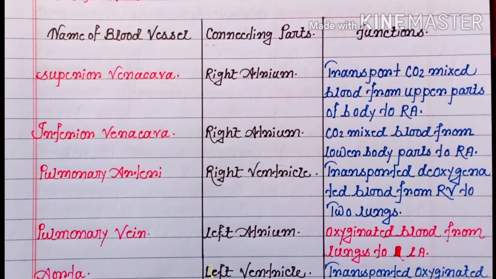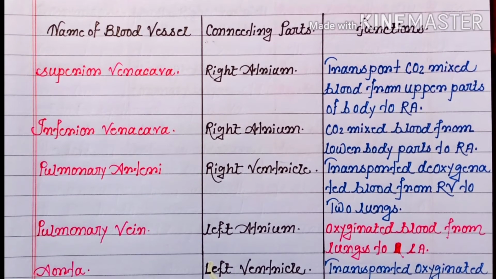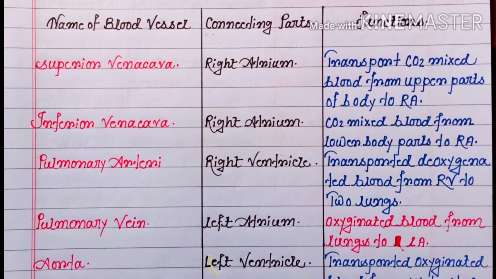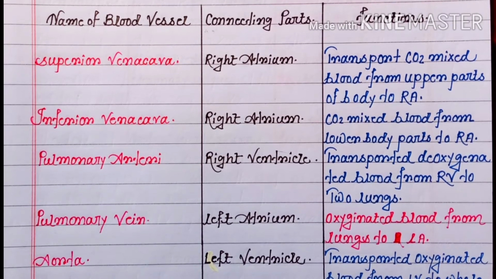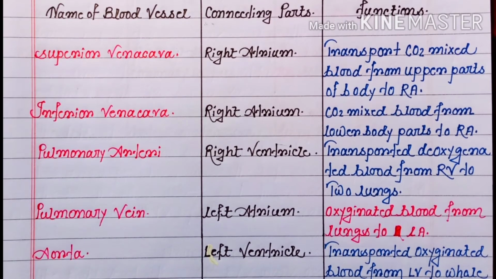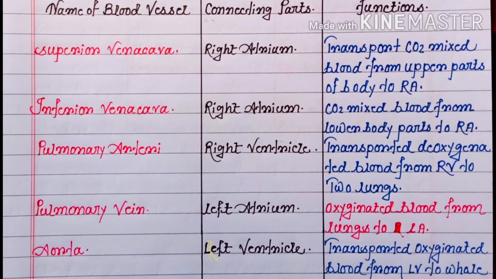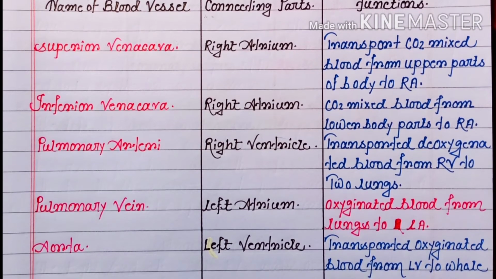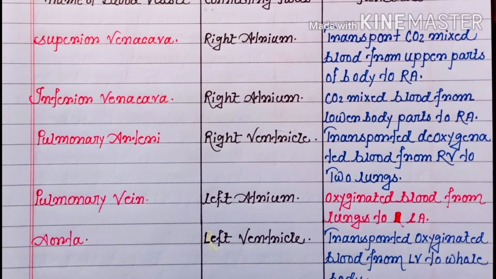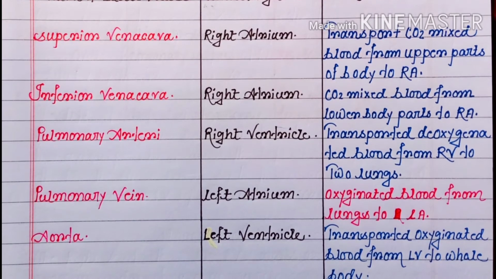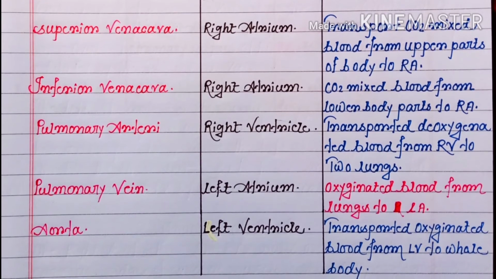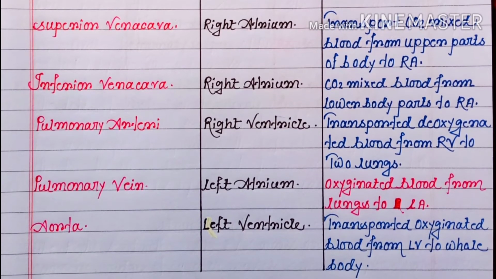The third blood vessel is the pulmonary artery. It is connected with the right ventricle, and this pulmonary artery carries the deoxygenated blood from the right ventricle to the two lungs. The next blood vessel is the pulmonary vein. This pulmonary vein is connected with the left atrium of the heart, and this pulmonary vein brings the oxygenated blood from the lungs to the left atrium.